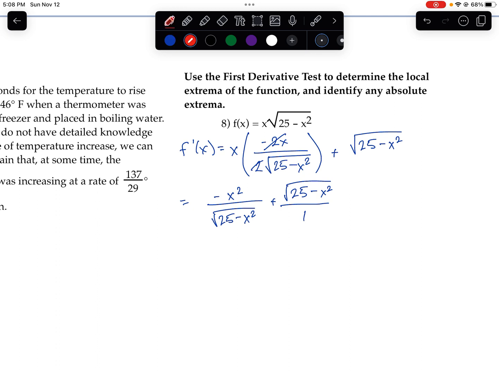And before I set it equal to 0, I'm just going to get a common denominator. So times the square root of 25 minus x squared over the square root of 25 minus x squared.